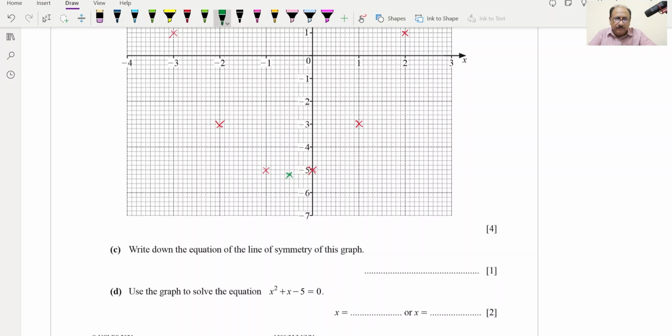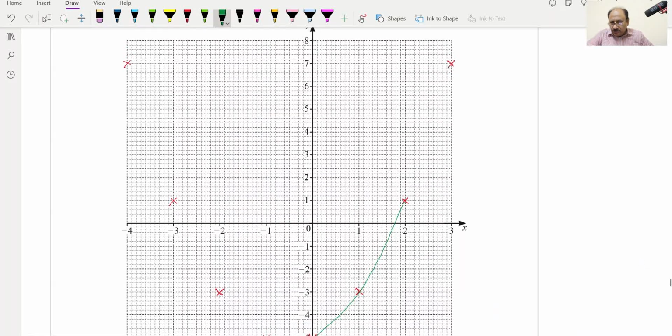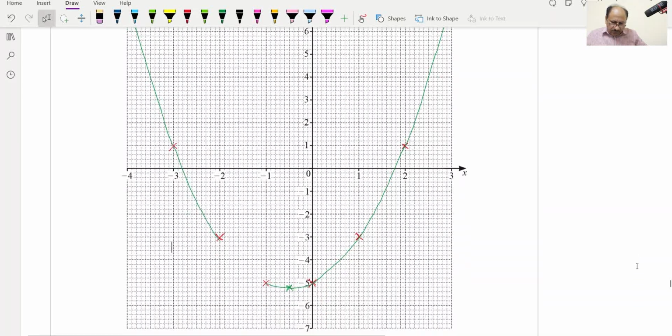So we got another reference point, which we have added for better plotting of the graph. We have added this value, and we can draw a smoother curve like this one, and try to draw a smoother curve as smooth as you can, and basically practice will be making you perfect in these types of drawing questions.